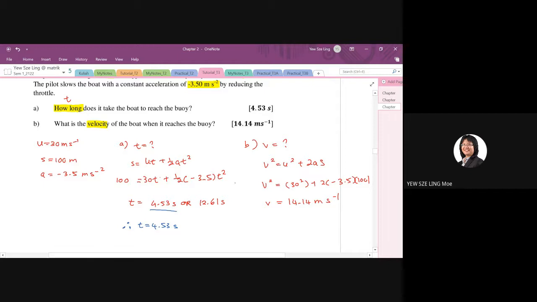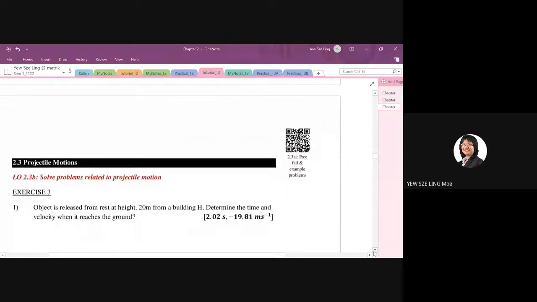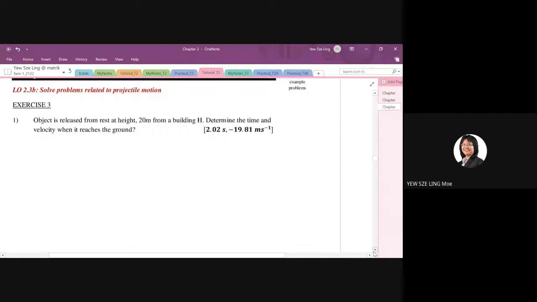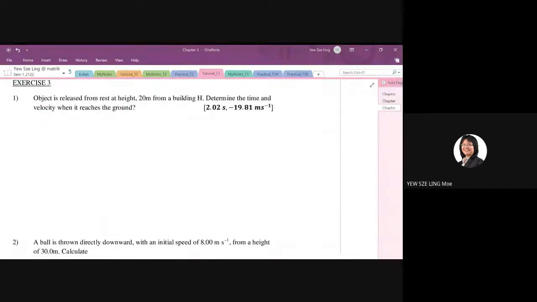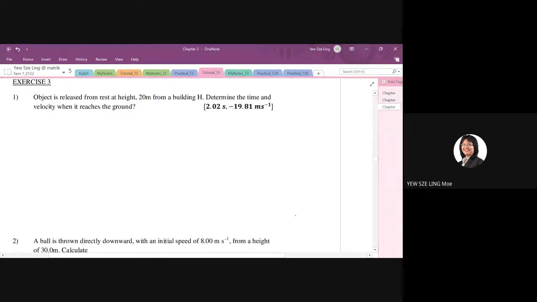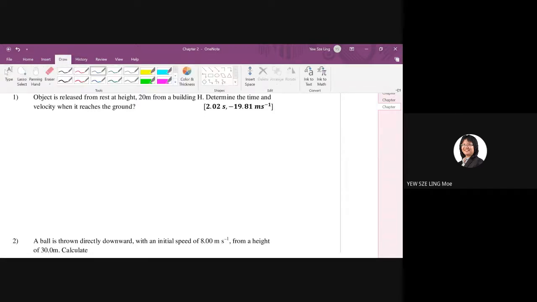Okay, so if no other questions, then we'll proceed to vertical linear motion. So when it comes to vertical linear motion or projectile motion, I always encourage my students to sketch the diagram. Why sketch the diagram? Because it helps you to identify whether the value given is a positive or a negative value. Okay, so let's look at question 1.